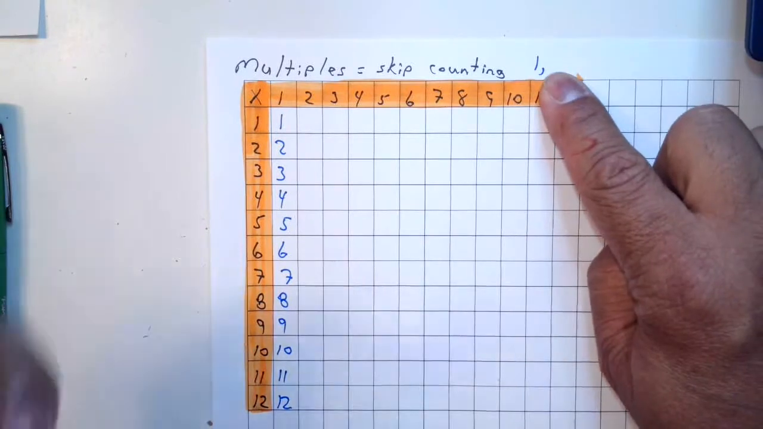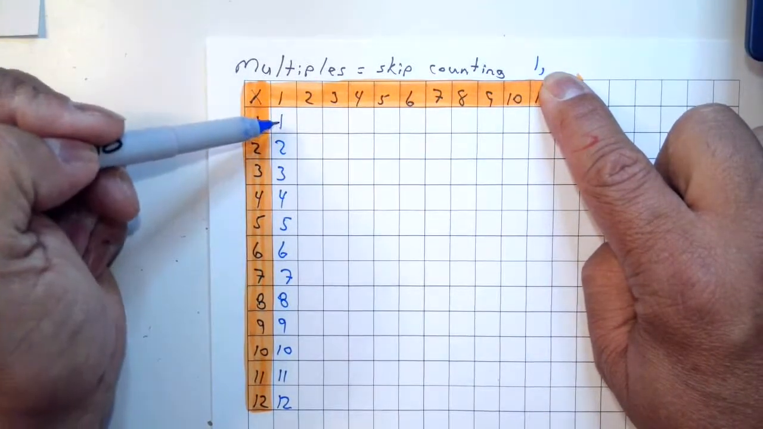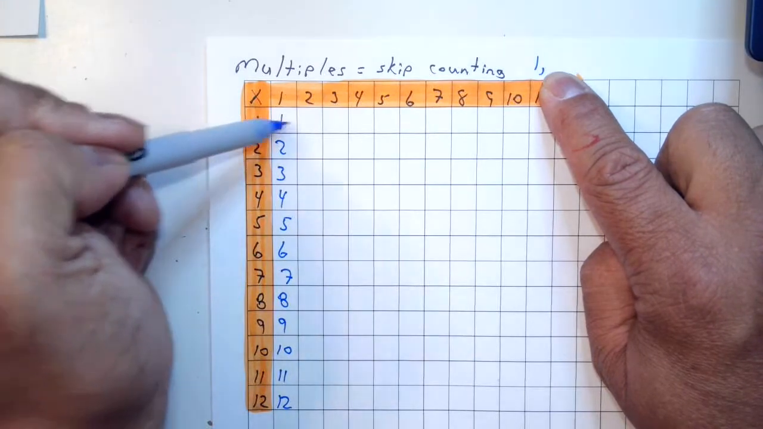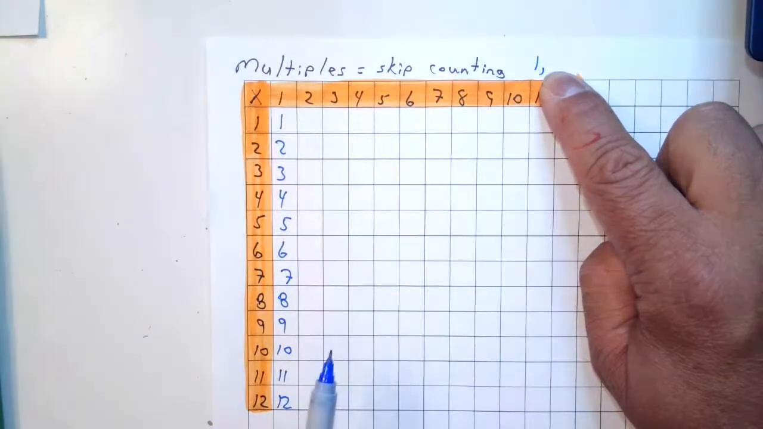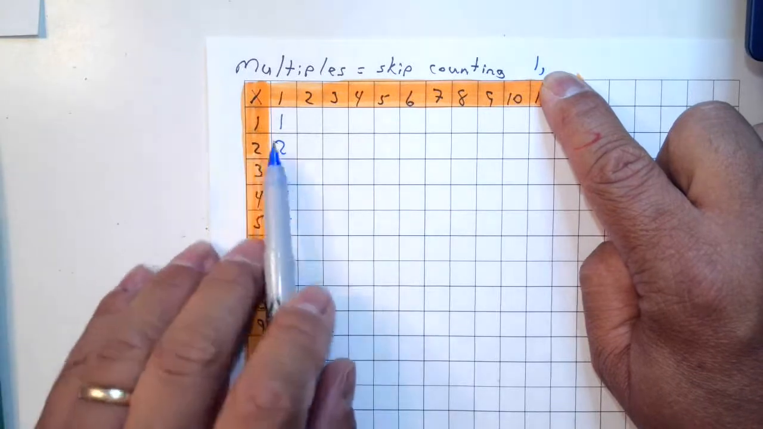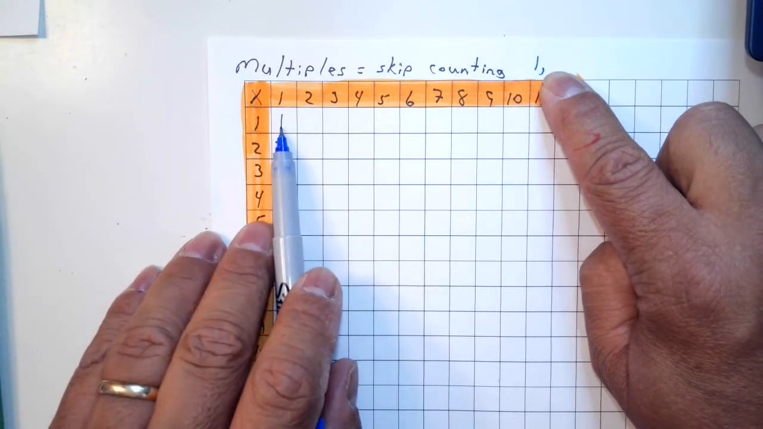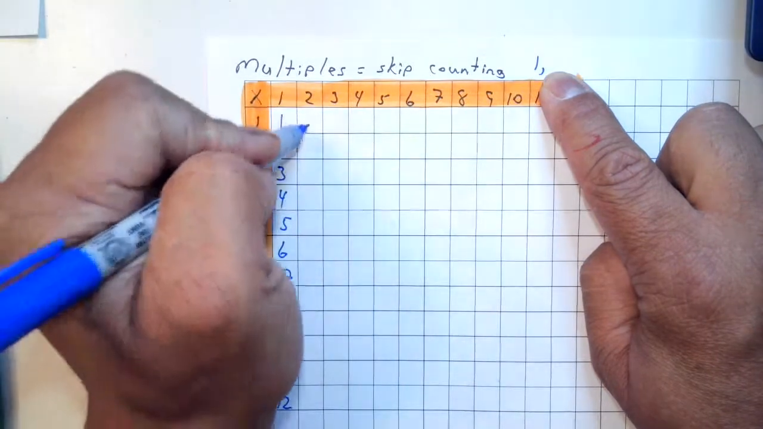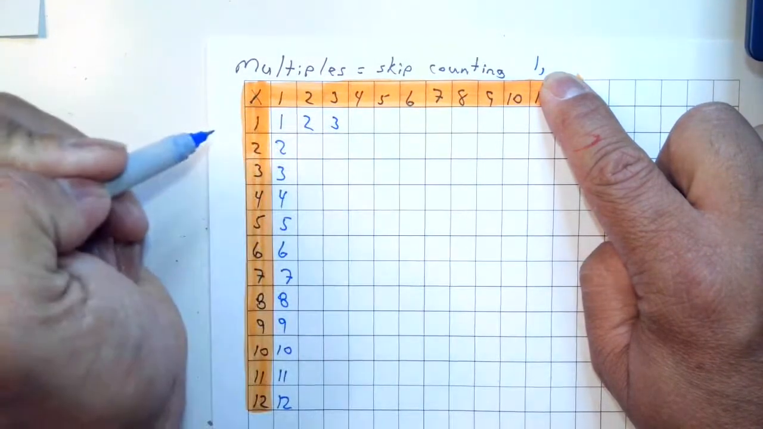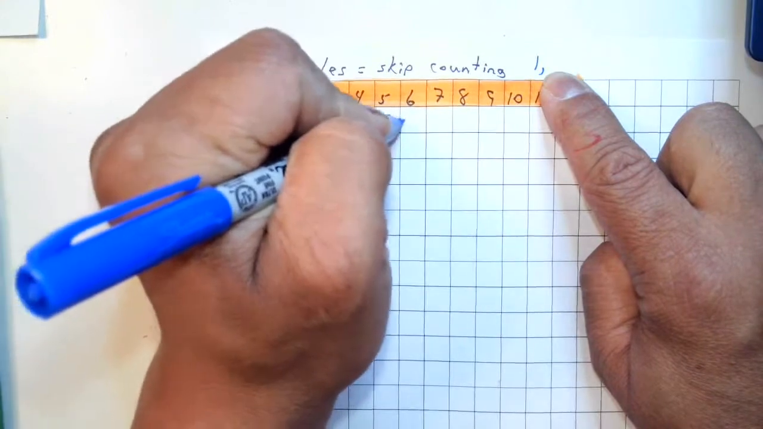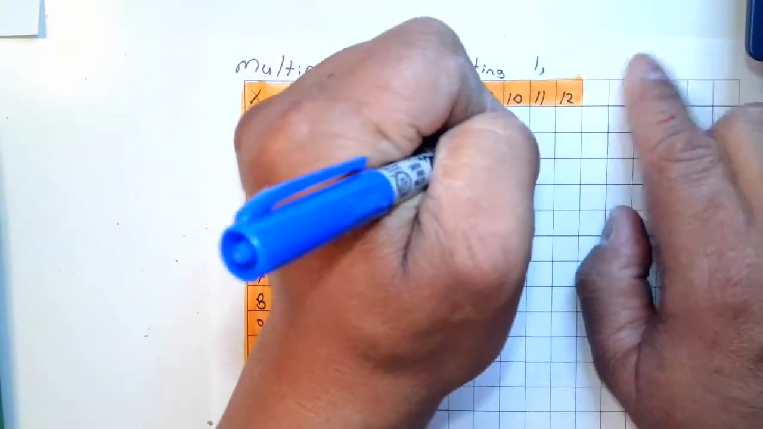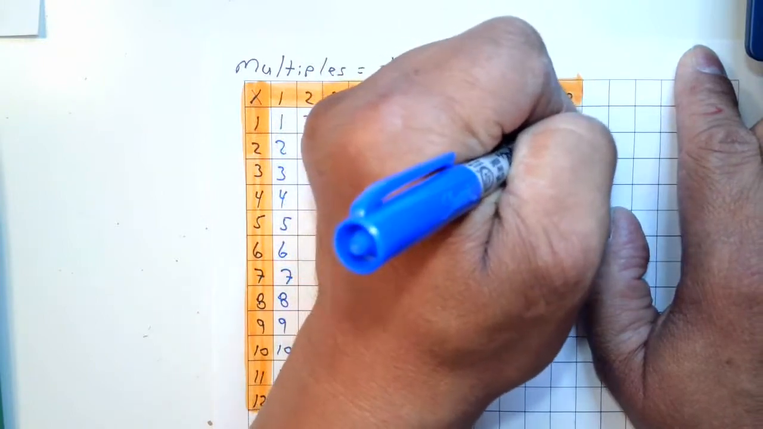Now, once we do the multiples of 1 going down vertically, we're going to do them going across horizontally. We already have the first one there, 1. See, we're doing multiples of 1, starting with the first one. First one is 1, 2, 3, 4, 5, 6, 7, 8, 9, 10, 11, 12.